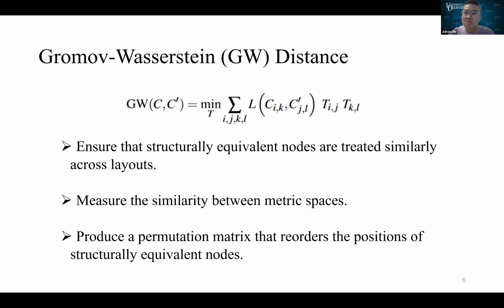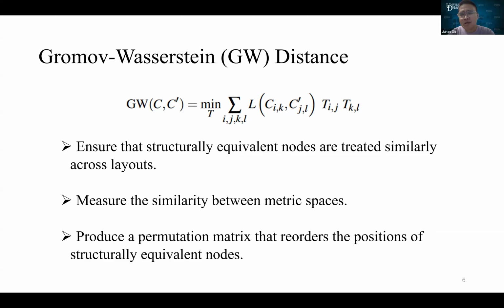In fact, the GW distance helps measure the dissimilarity between two metric spaces. Here, the metric spaces means the layouts of the graph, while being invariant to the permutations of the structurally equivalent nodes. The GW distance produces a permutation matrix that reorders the positions of structurally equivalent nodes in order to align them correctly between different layouts. This allows for a visually accurate comparison of structurally equivalent nodes, regardless of their specific layout positions.